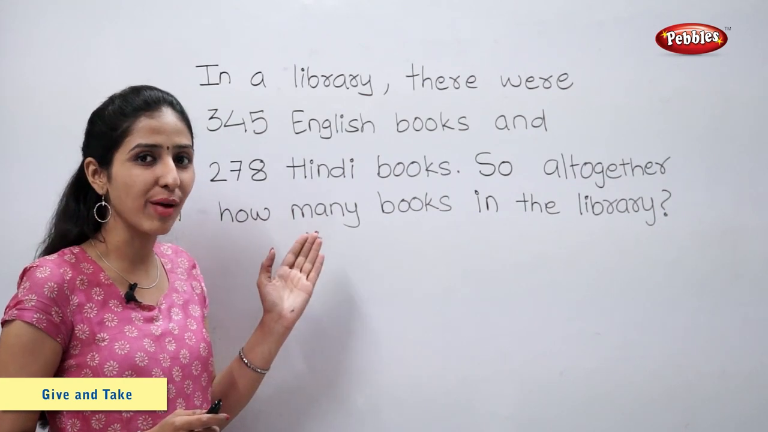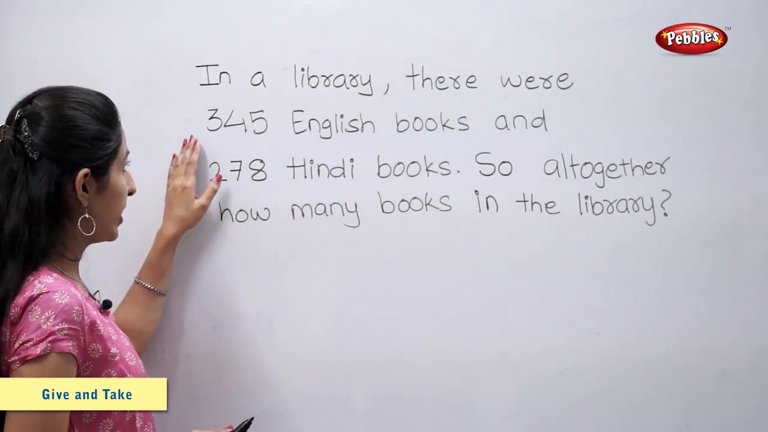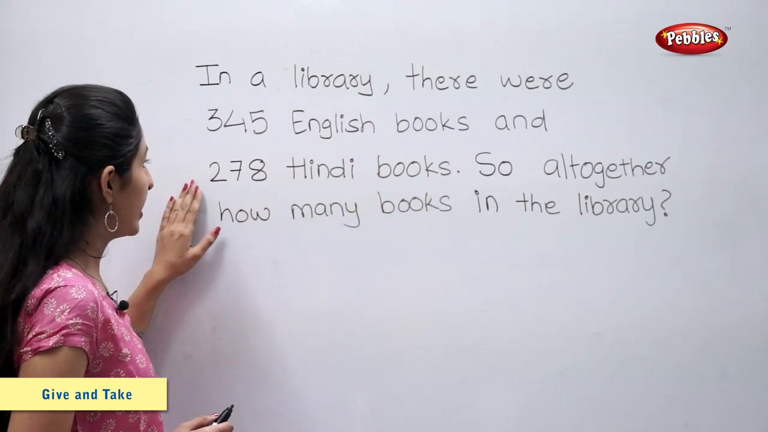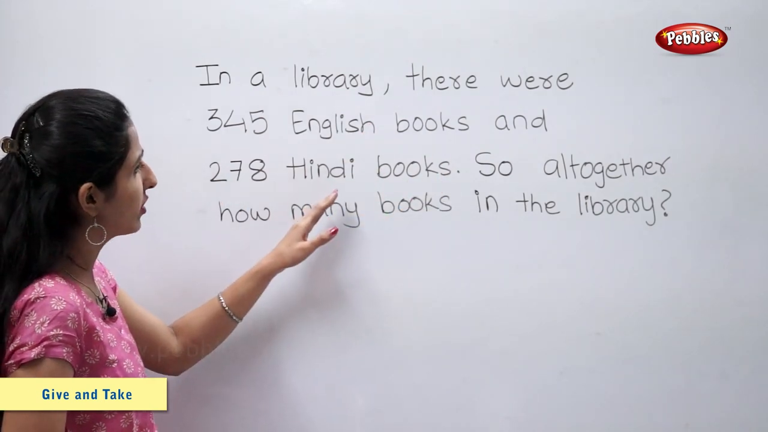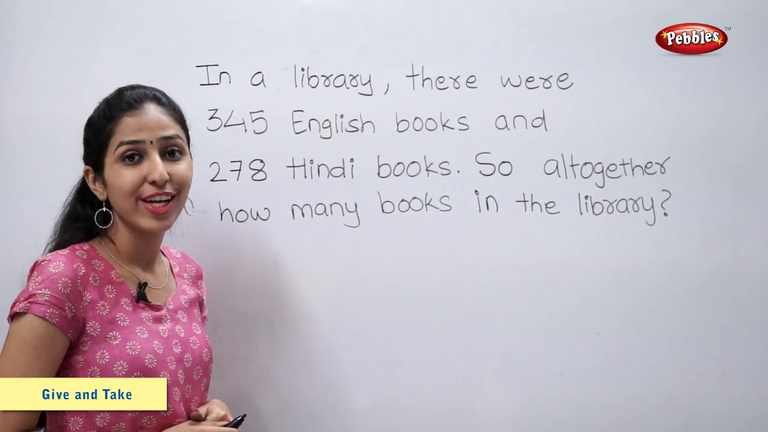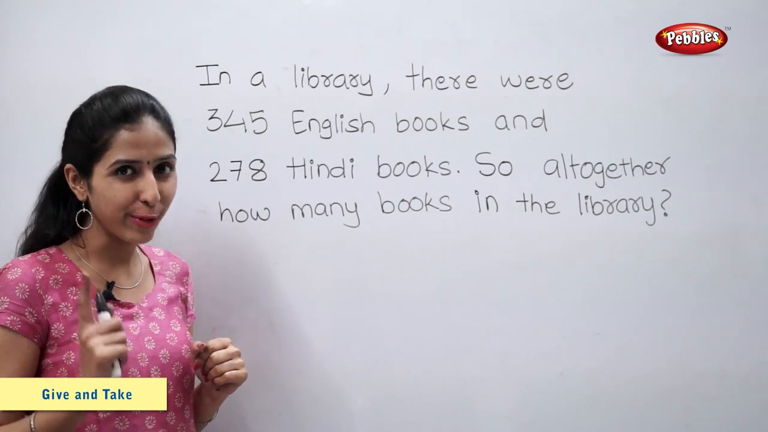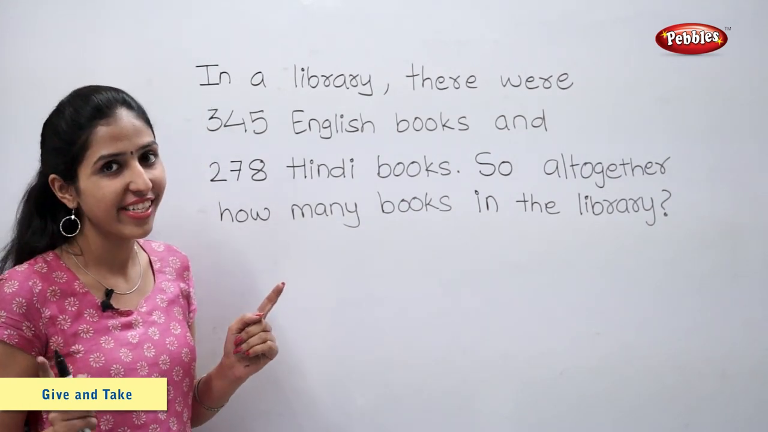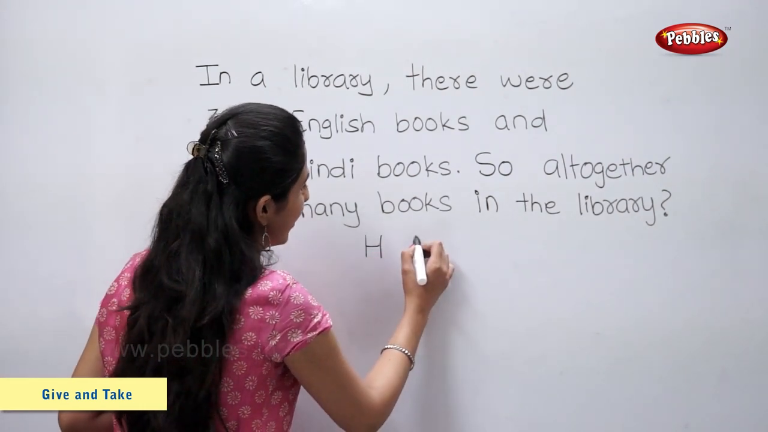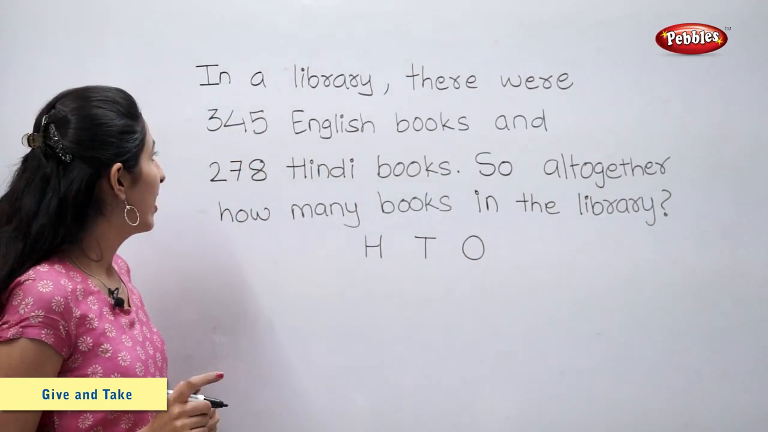Let's solve this example. In a library, there were 345 English books and 278 Hindi books. So, altogether, how many books in the library? Students, let's find out total number of books in the library using hundreds, tens and ones. Let's write hundreds, tens and ones.